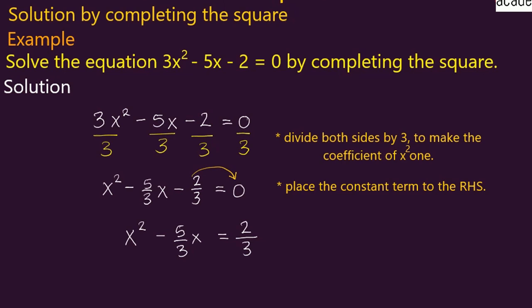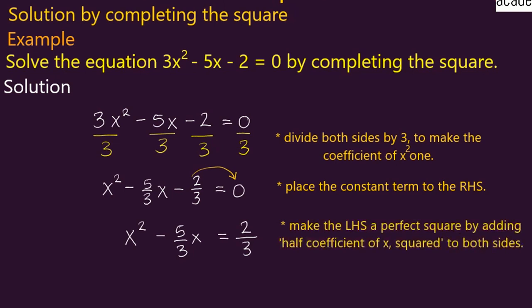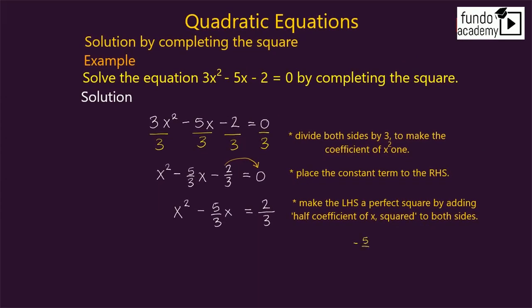Alright, and from here I make the left hand side a perfect square. Remember, that's how we were doing it, and we do that by adding the square of half of the coefficient of x to both sides. So the coefficient of x is negative 5/3, and half of that squared, then we'll be having negative 5/6 squared. So that's what we'll be getting. I'm not going to simplify it yet, but this is half of the coefficient of x, squared. So we add that to both sides of the equation.